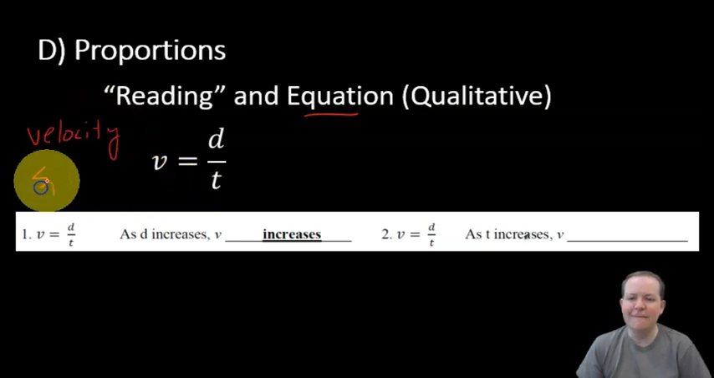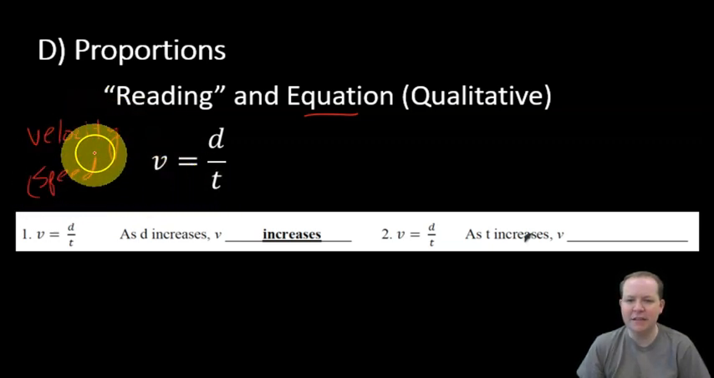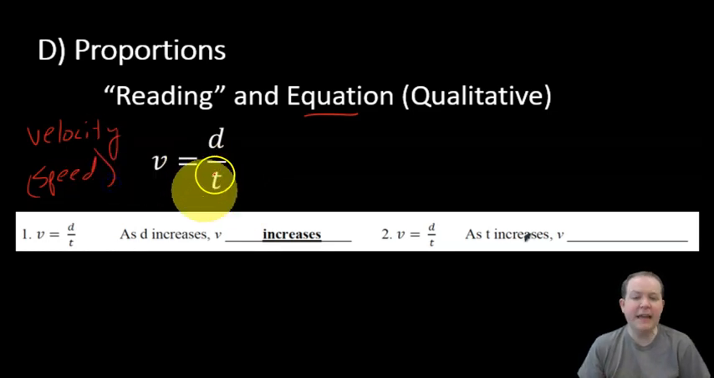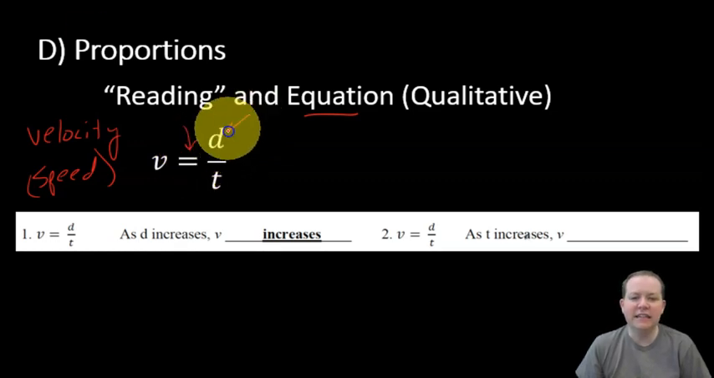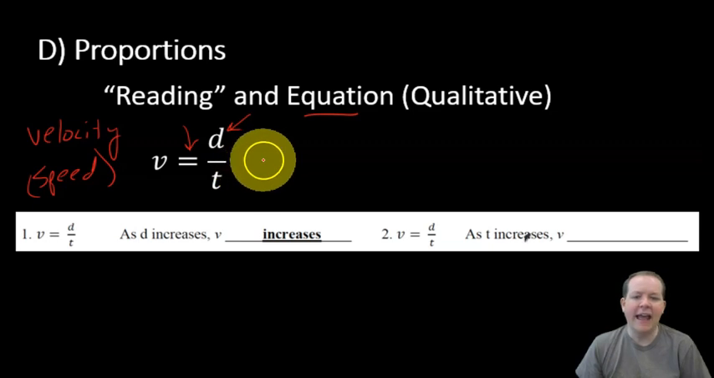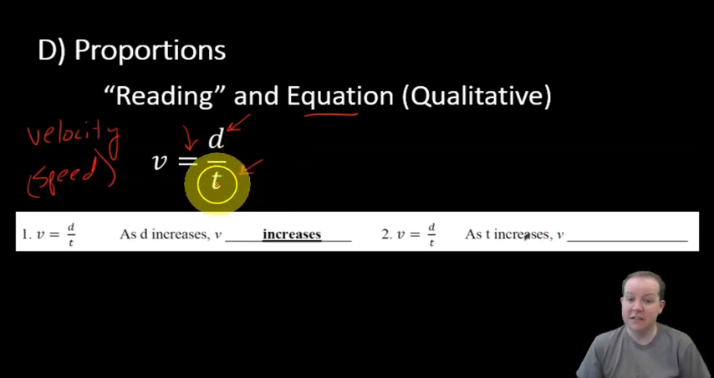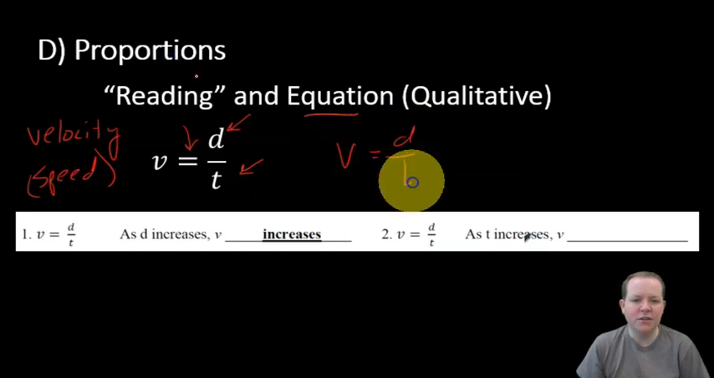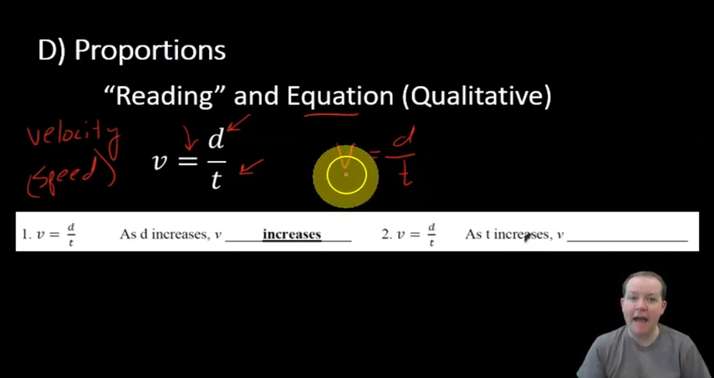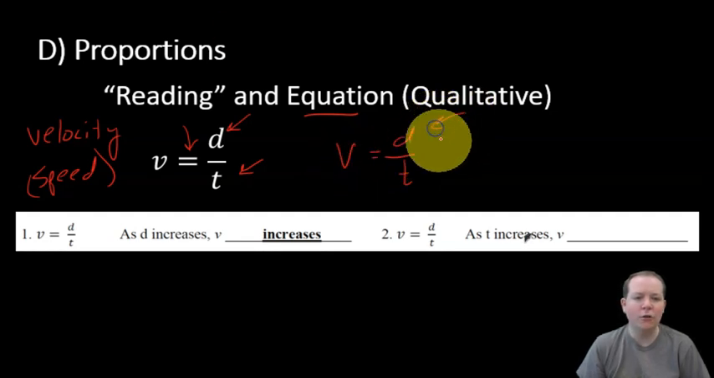Velocity, for this video, is basically the same thing as speed. The speed of an object, the velocity of an object, is equal to the distance an object travels and the time. What time? The time to travel that distance. That's our story. That's what this equation tells us. How fast an object goes depends on how far it travels and the time it took to travel that distance.